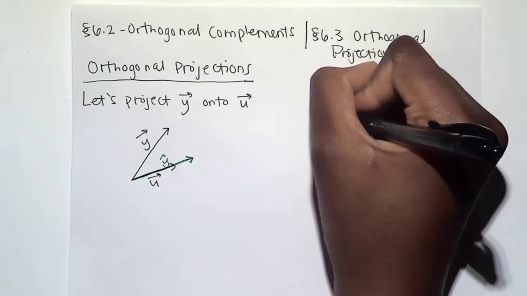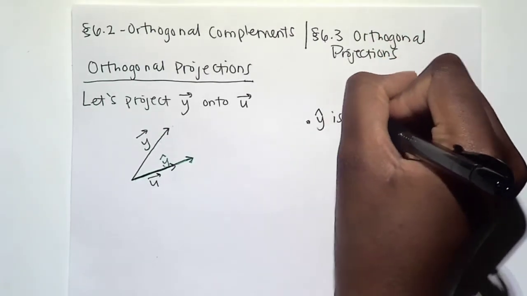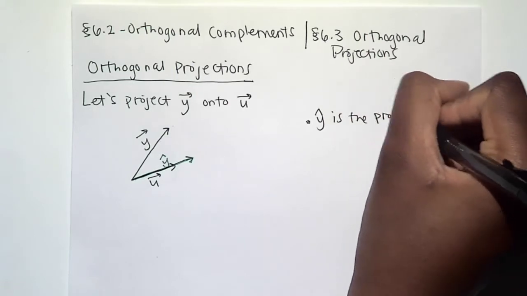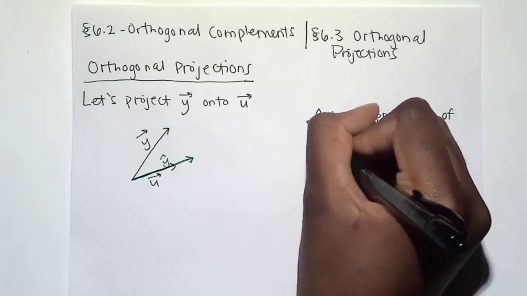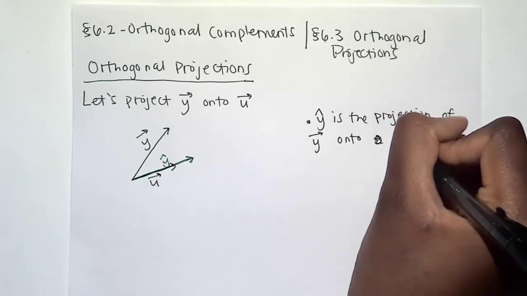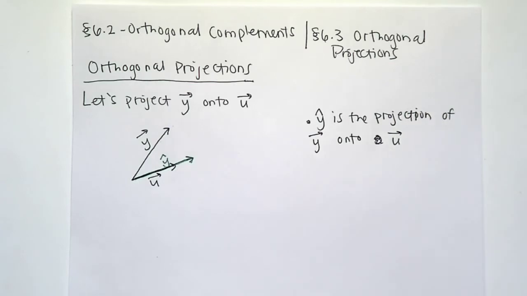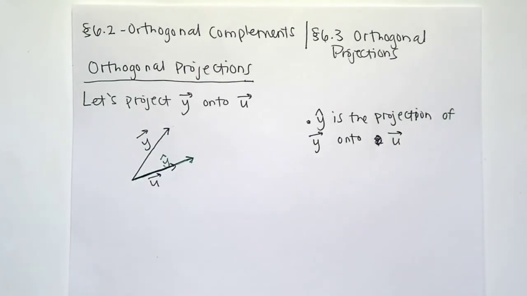All right, so off to the side, take some notes here. Y hat is the projection of the vector y onto the vector u. So we took y, laid it down, that's y hat.